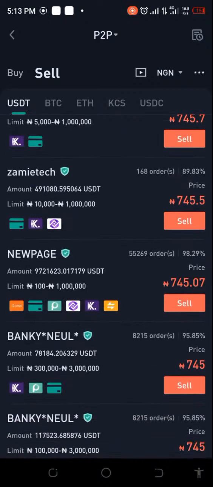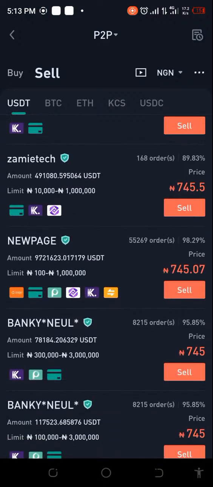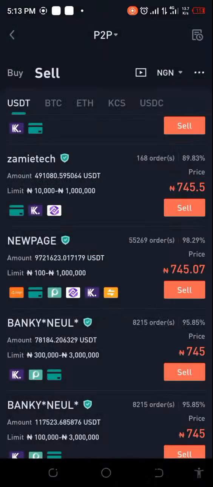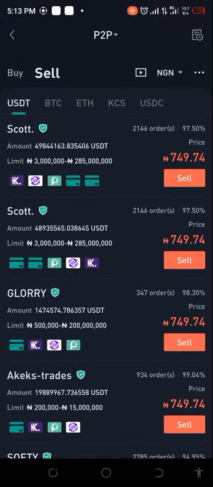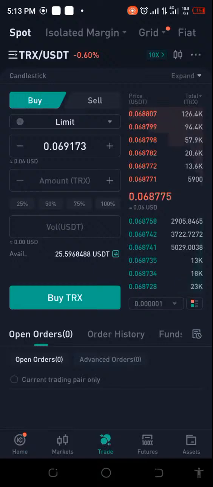Sliding down, you can look for the price range that you actually want to use. Let's just check on this one and see whether there's a potential. It said your payment method does not match the required one by the buyer. Okay, so we have to set up all of this. We can actually edit and put in all the details, but I'm not going to go through all of this. I'm just showing you that we can actually withdraw our money even from P2P. But I'm just going to go back to do this by TRX, okay?